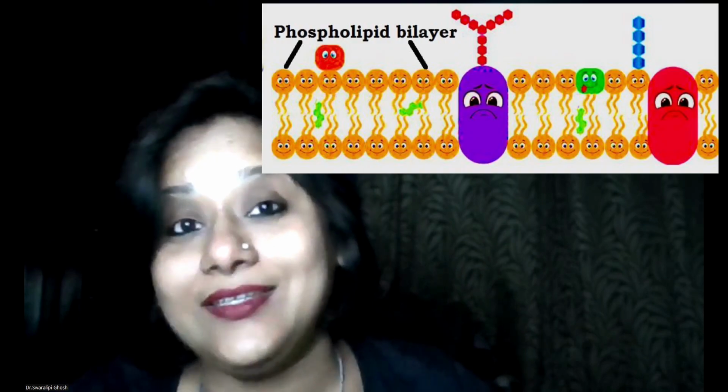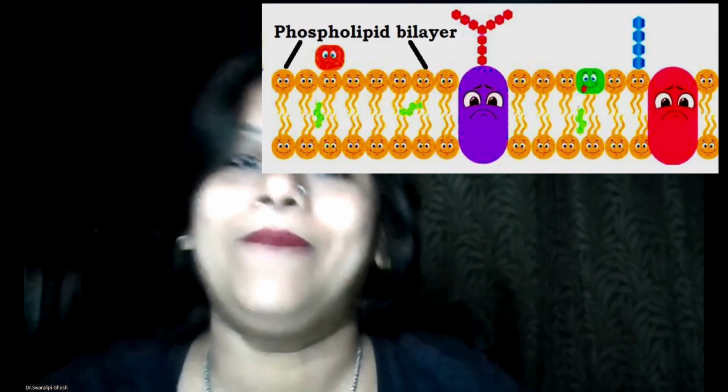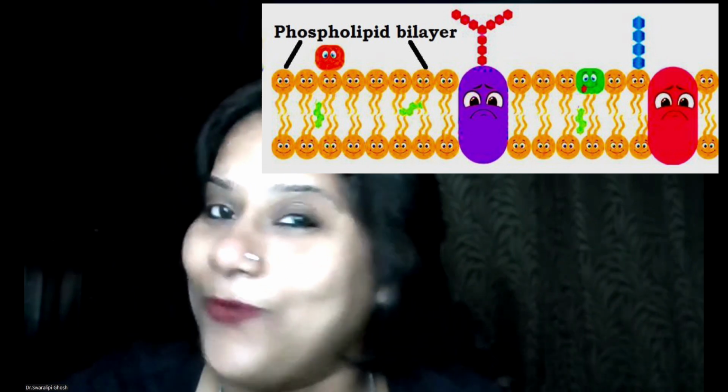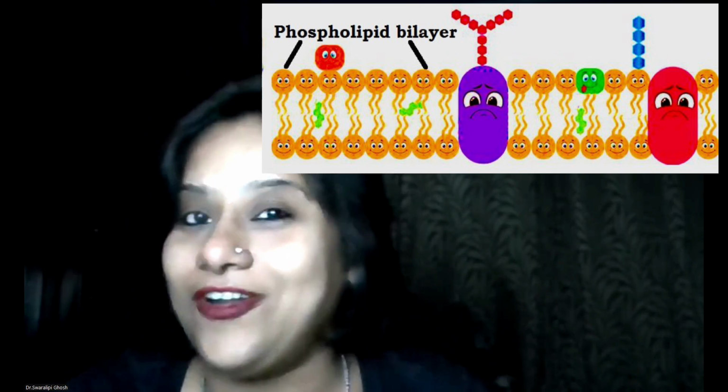But when they are trying to get access into the cell, then the cell membrane creates a great problem for them. Because protein hormones are water soluble, they are hydrophilic in nature, but the phospholipid bilayer of the cell membrane does not love water, or does not love those who love water, right? So now what happens? Let us see what happens now.